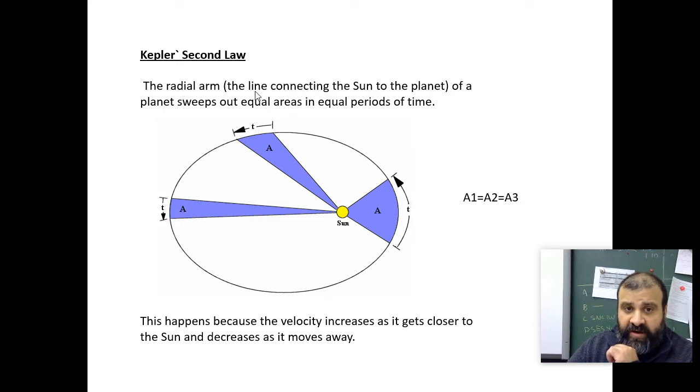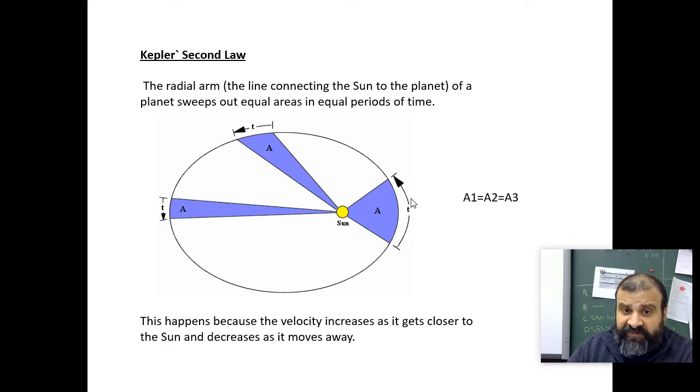So the radial arm, the line connecting the sun to the planet, sweeps out equal areas in equal periods of time, right? And what this shows us is that the velocity, or the speed at which the planet moves, is faster the closer it is to the sun. And the further away it gets from the sun, the more it slows down.